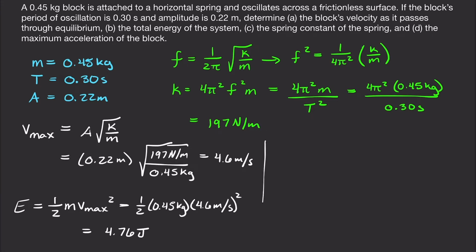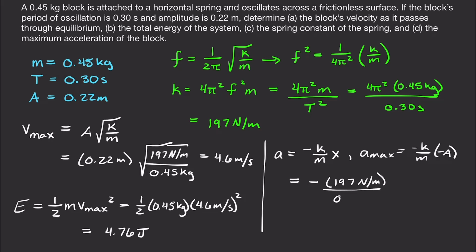Now I want to find the maximum acceleration. So the acceleration is just equal to minus k over m times x, but acceleration is max when we're at the amplitude, when the spring is the most stretched. And so a max is equal to minus k over m, and we're going to put in minus the amplitude because we want it to be a positive number. So if we plug this in, we get minus 197 newtons per meter for k, over the mass, 0.45 kilograms, times minus the amplitude, minus 0.22 meters. That gives us an acceleration of 96.3 meters per second squared.